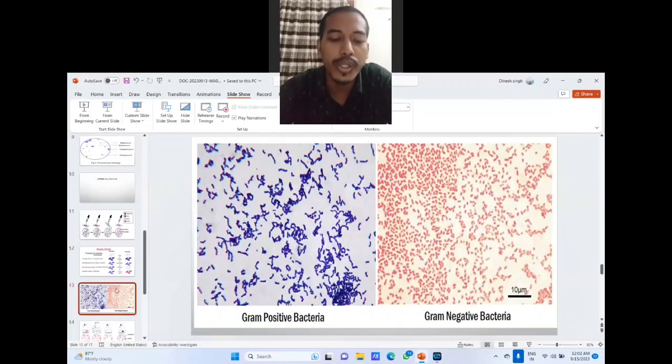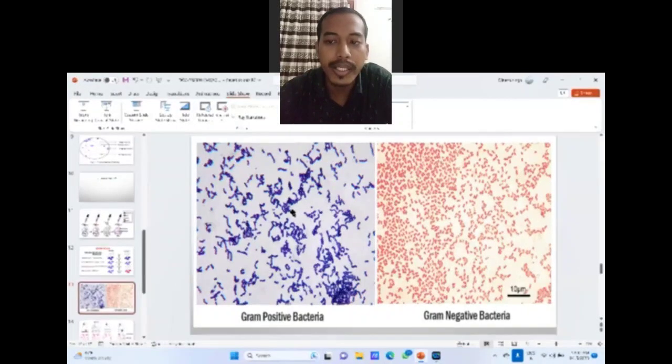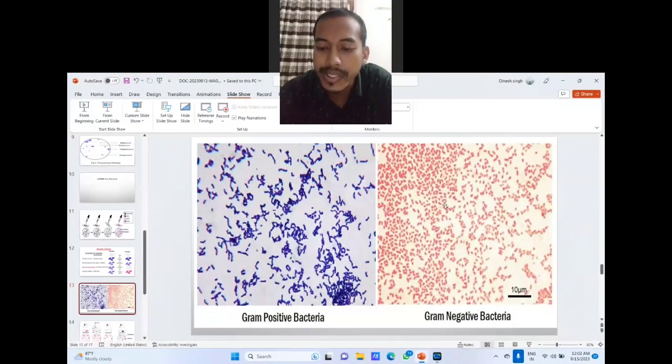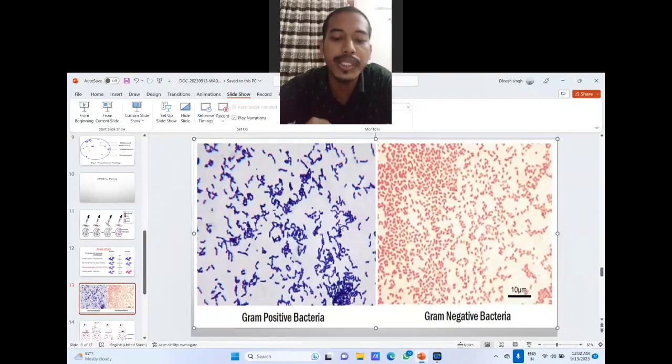Here you can clearly see those that are gram positive are violet in color. And in case of gram negative, we can easily see that they are red in color. So easily you can differentiate the bacteria based on their color. Those that are gram positive have a thick cell wall and will be blue or violet. In case of gram negative, they will take the color of safranin, that is red.